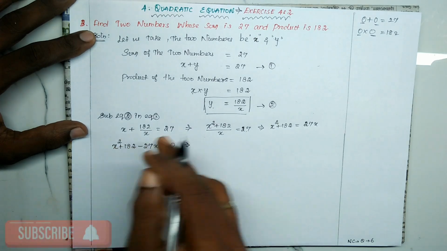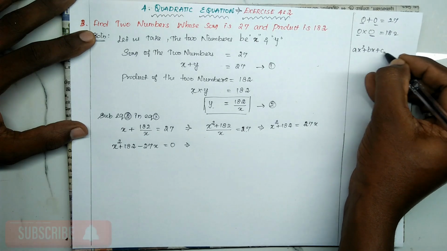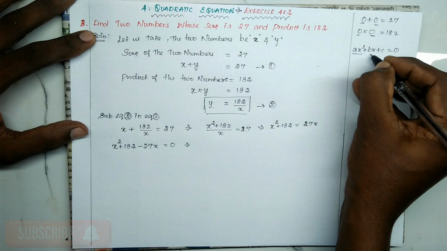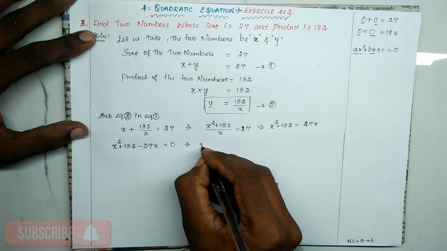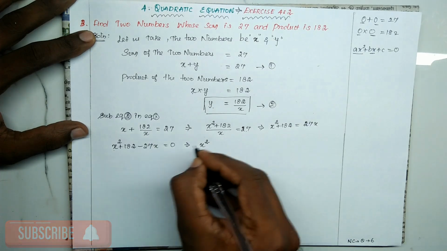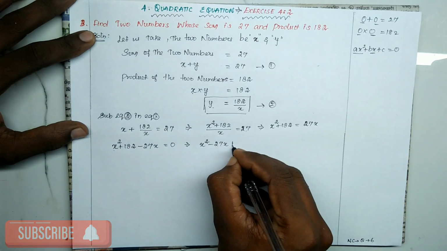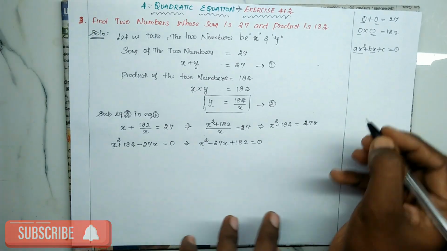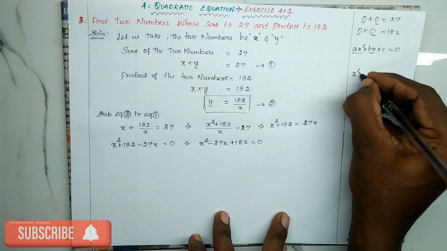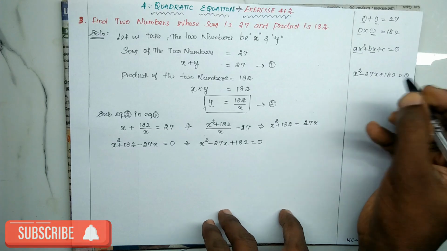Now rearrange these like a quadratic equation, ax square plus bx plus c. So first one is the x square term, next one is x, and finally the constant. Here the x square term, you already have x square, the x term is minus 27x, and finally the constant is plus 182, that is equal to 0. Now this is in the form of quadratic equation: x square minus 27x plus 182 is equal to 0.